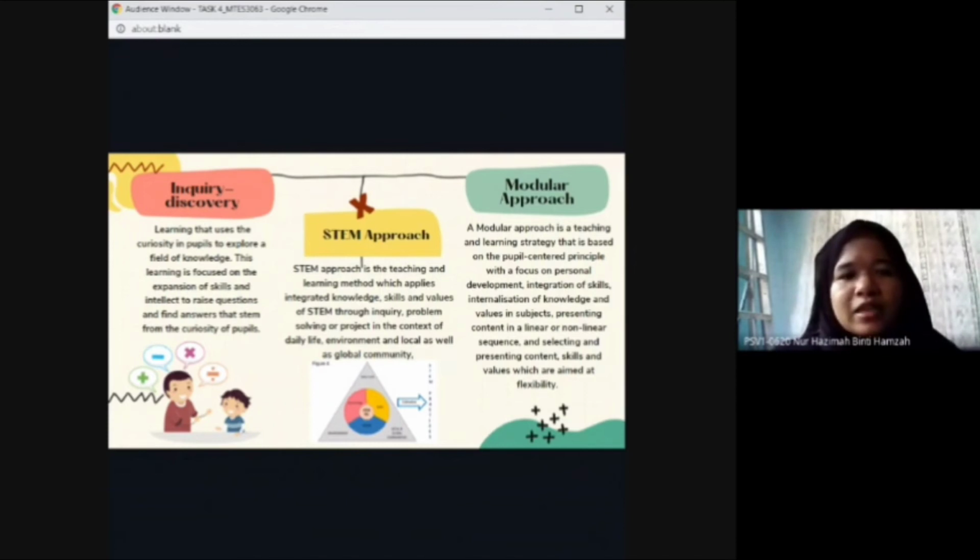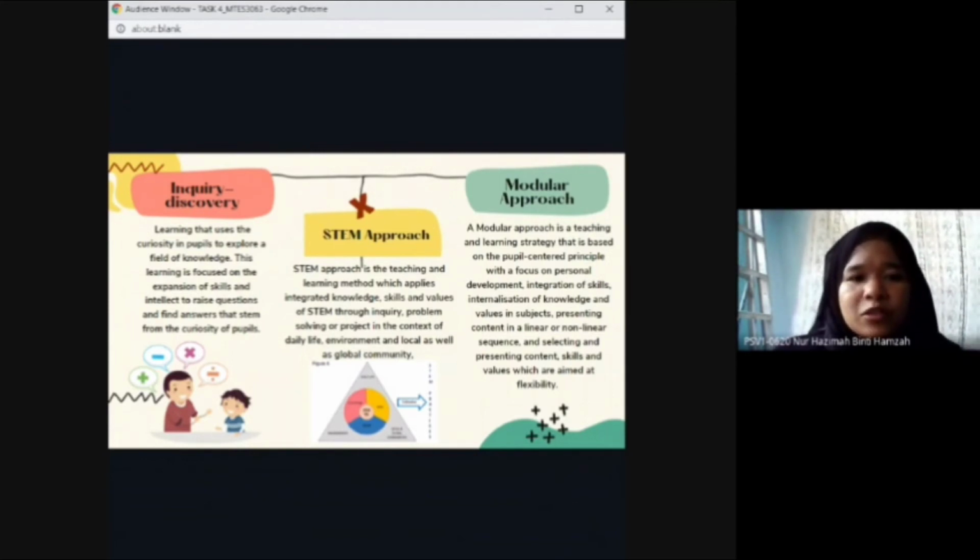Okay, the second last strategy is the STEM approach. STEM stands for S is science, T is technology, E is engineering, and M is mathematics. So the STEM approach is the teaching and learning method which applies integrated knowledge, skills, and values of STEM through inquiry, problem solving, or project in the context of daily life, environment, and local as well as global community.